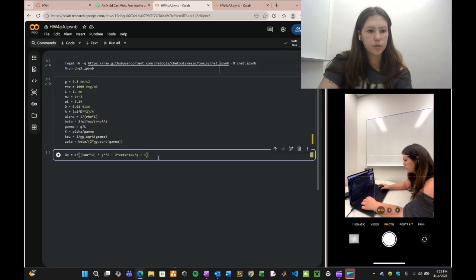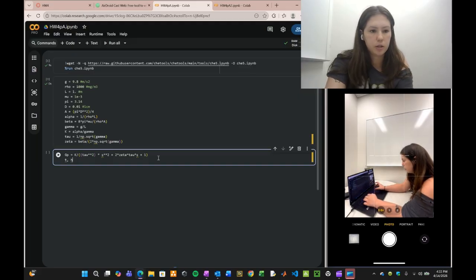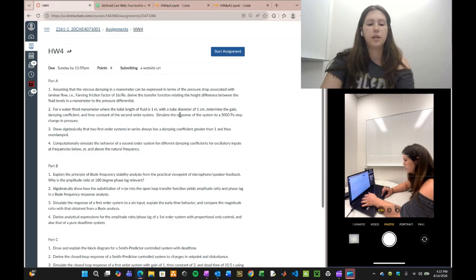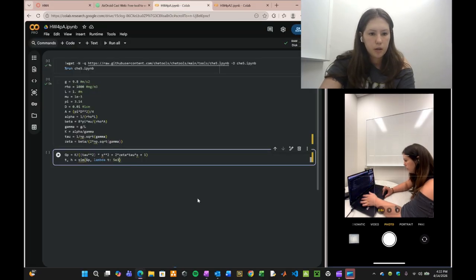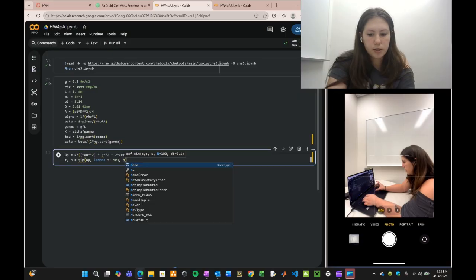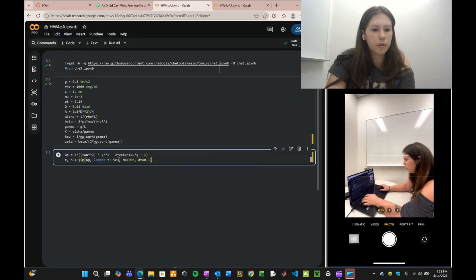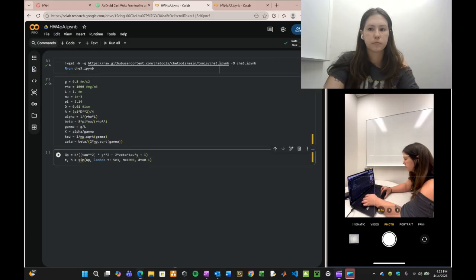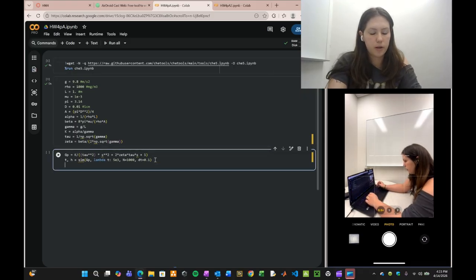And then we want to do TH equals sim GP. We want our lambda T to be 5E3, because we want to simulate the response of the system to a 5,000 Pa step change in pressure. And then we want N to equal 1,000 and dt to equal 0.1. And then we can go ahead and make our plots.